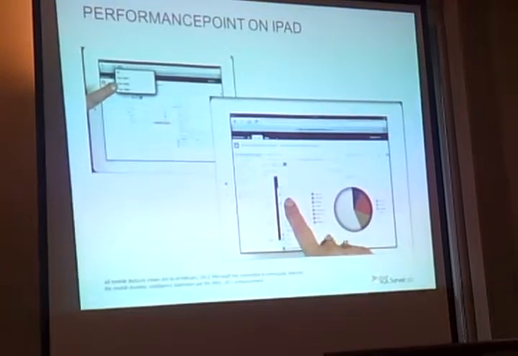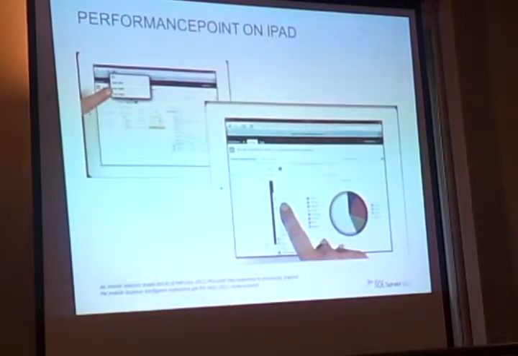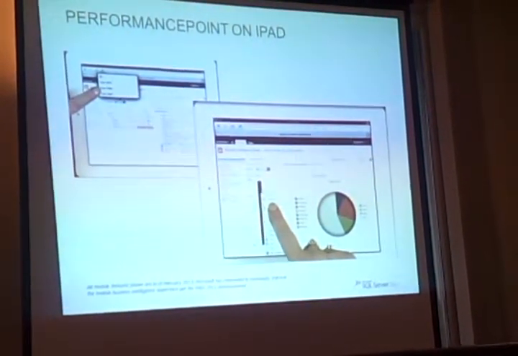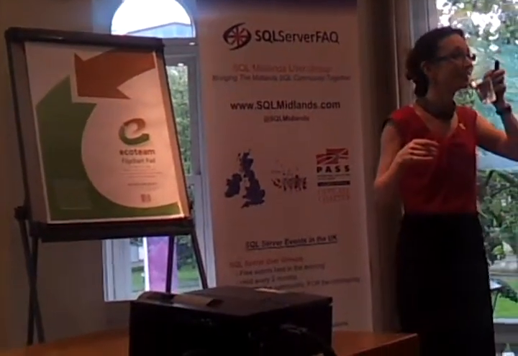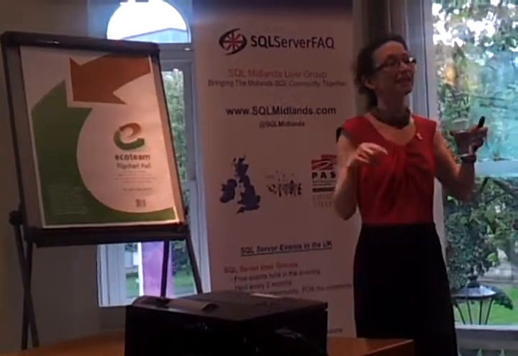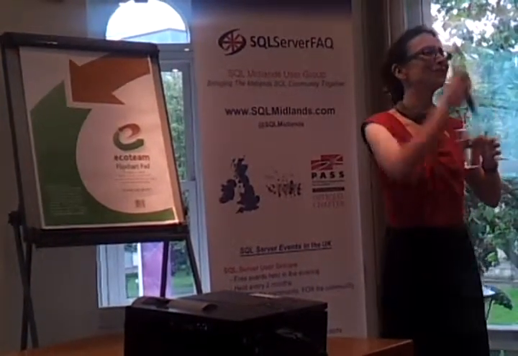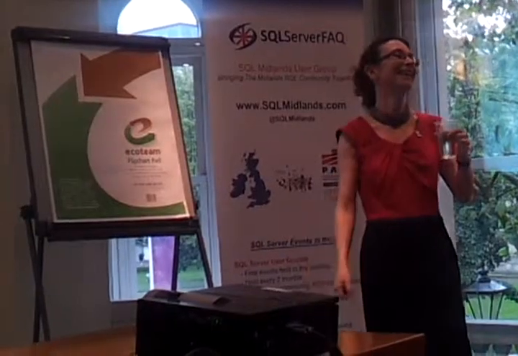And the other thing that's really cool is that you can change the type of chart on the fly. So you can go from a bar chart to a line chart just by right-clicking. I think it's a great feature. Does the decomposition tree work on an iPad? It doesn't, because it's Silverlight. I know, ouch, nearly there.